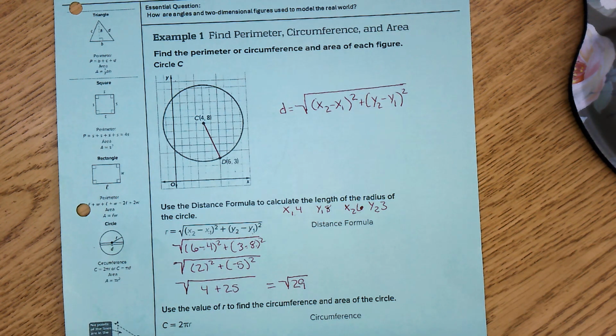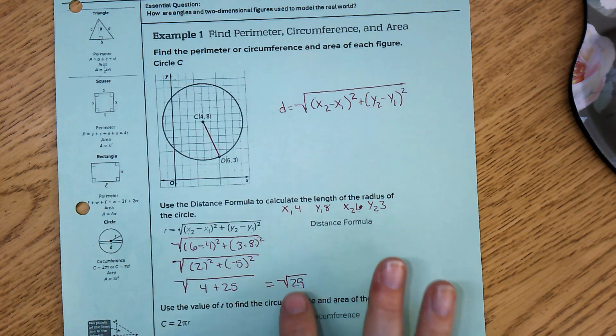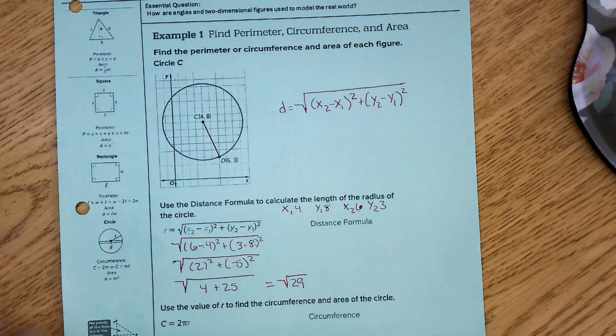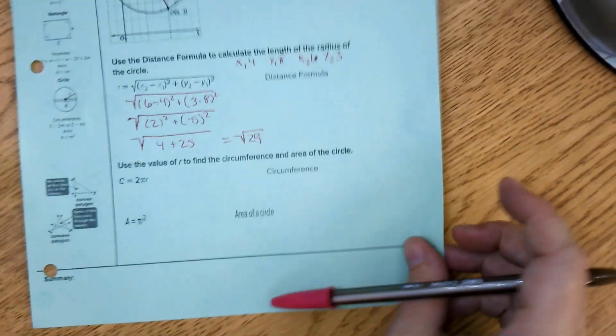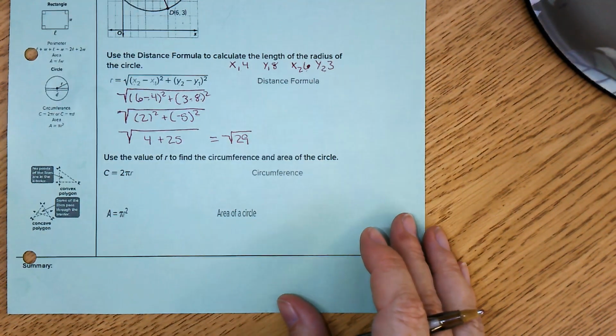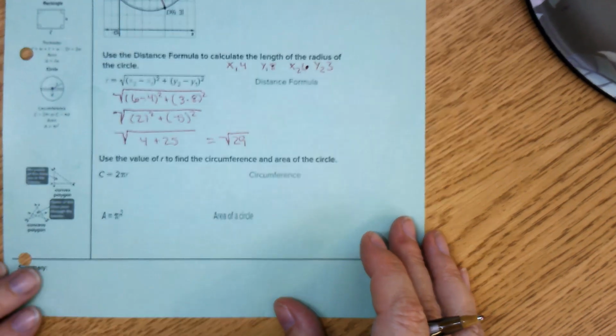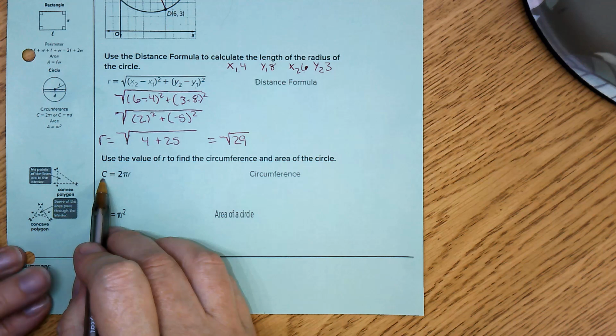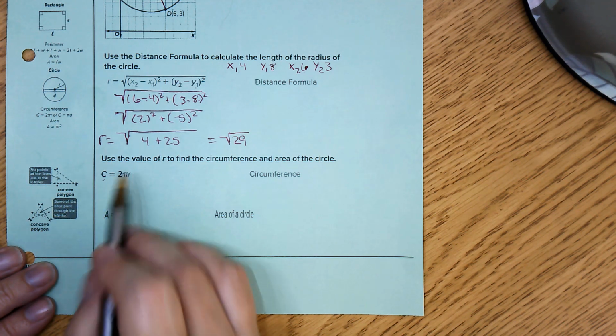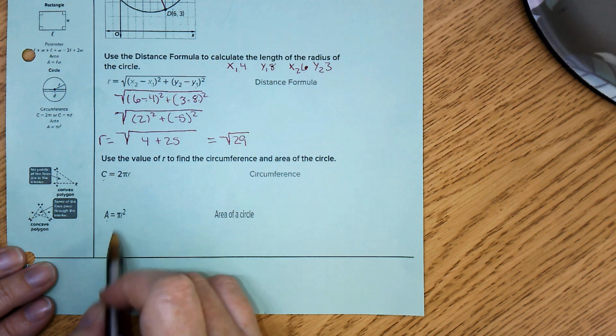Now, normally, if we were stopping there, we would find the square root of 29 and round it to a decimal, but we're going to leave it as the square root of 29 because we must use it. The very last step you always do is round your answer. We're going to be using this because this is r. To find the circumference, it's 2 pi r, and to find the area, it's pi r squared.